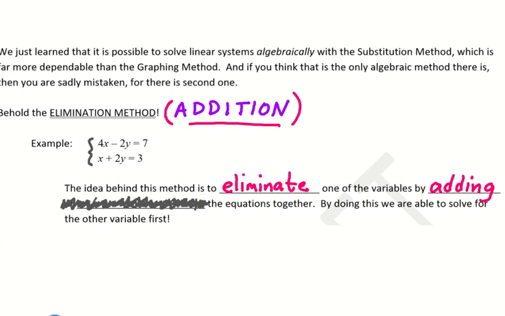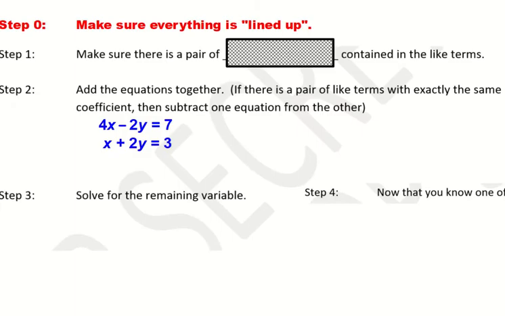But yeah, so here we go. What is this method really all about? Step 0. If we are going to add an equation to another equation, we need to make sure everything is lined up. That means the like terms, like the x's, need to be lined up, because when we add the equations together, we're only going to be able to add like terms to other like terms, right? So the x's need to be lined up like this.